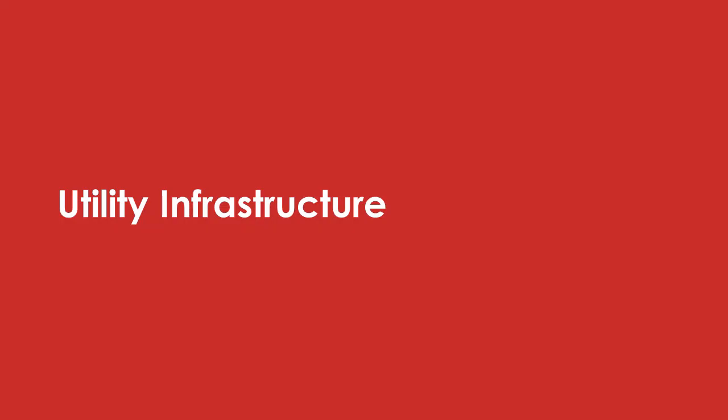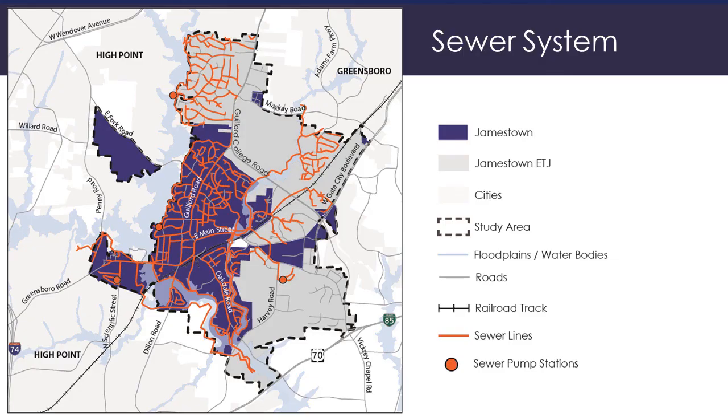These slides will look at Jamestown's utility infrastructure. This first map shows the town's wastewater collection system. The sewer system generally serves areas in the Bull Run Creek drainage basin and along the Deep River, with limited sewer availability in the southeastern portion of the ETJ. Since sewer service is necessary for most large-scale or intensive development, its presence or absence can help to predict where future growth may be more likely to occur.